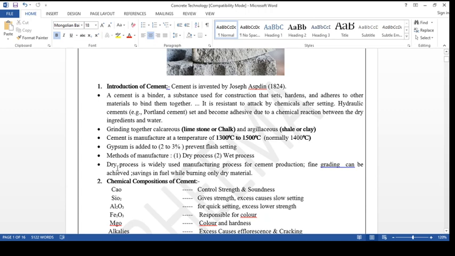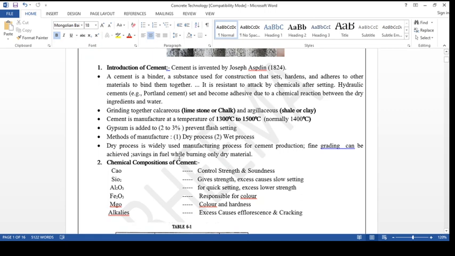What is the dry process and what is the wet process, and which process is widely used for cement manufacturing industries? Generally, the dry process is widely used for manufacturing industries, and the remaining details of the dry process and wet process I will tell in the next class.